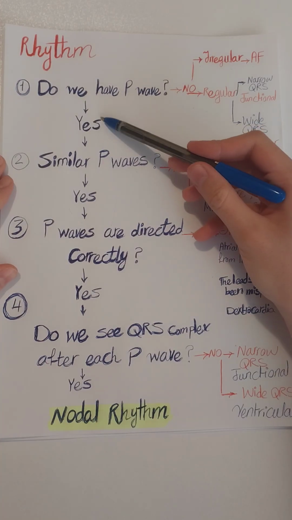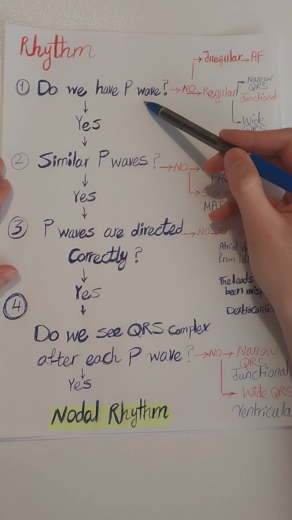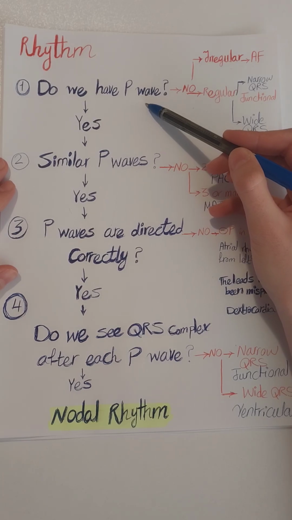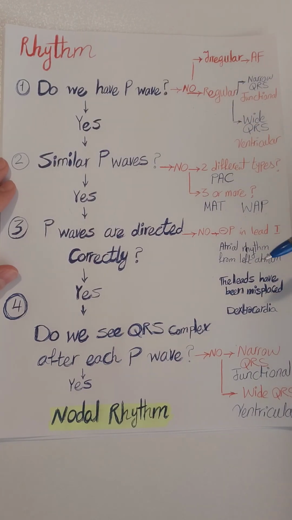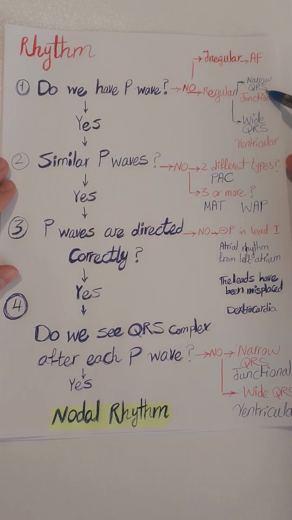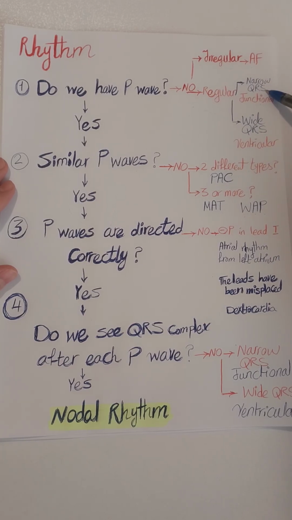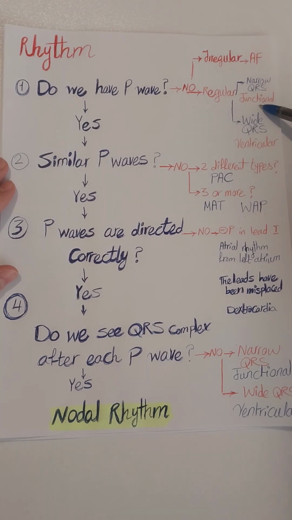If the answer is yes, that's very simple, so we are moving to our next question. But if we don't have a P wave in our EKG, then we have to look at our QRS complexes and R to R distance. If the R to R distances are regular, we have to see whether our QRS complexes are narrow or wide. If our QRS complexes are narrow, it means that junctional rhythm exists. But if our QRS complexes are wide, it means that we have ventricular rhythm.